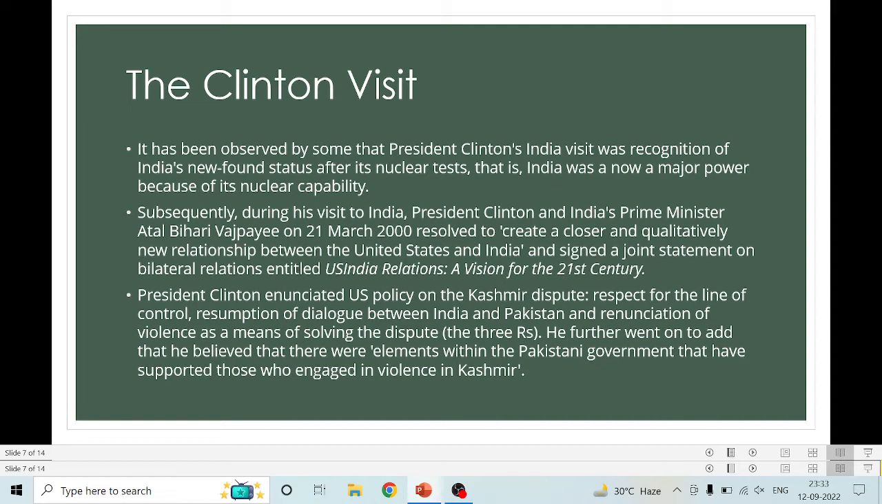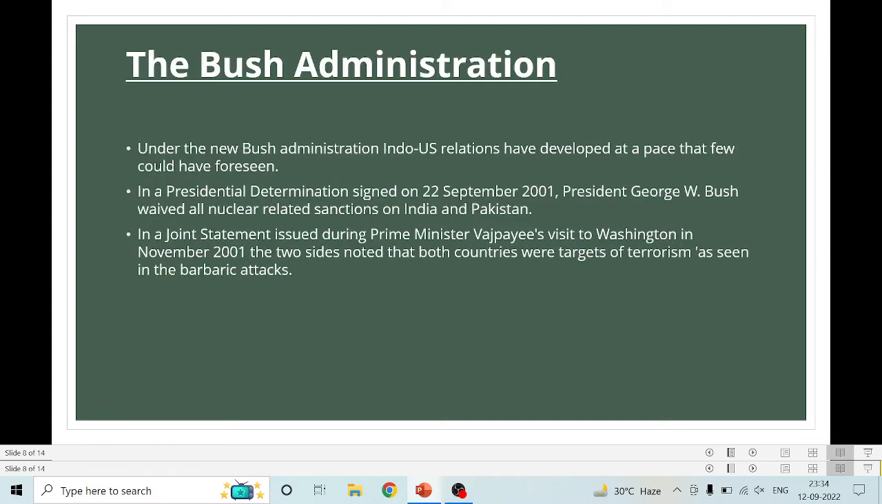And the focus of America on Kashmir was now very softened. It was more converging with India's stand. So this was also one of the points which made these two countries closer.